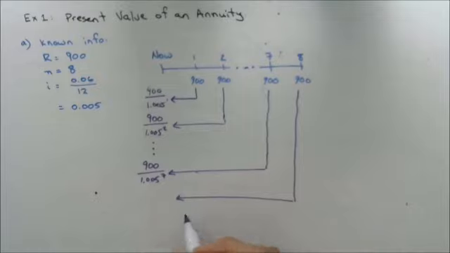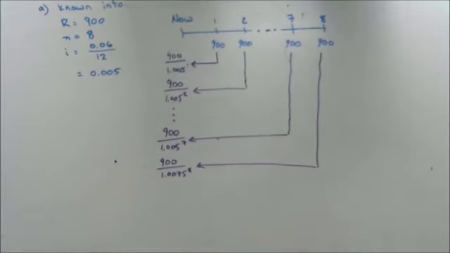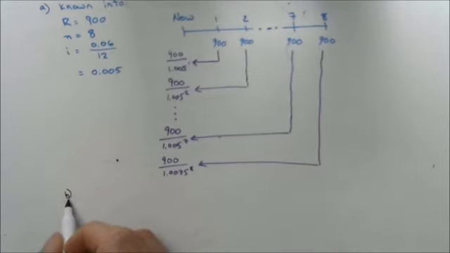And the last month, 900 over 1.005 to the power of 8. Wonderful. B, how much does Josh need to invest at the beginning of the school year to finance the annuity? We're just taking the sum of these. So you could add these all up in that long equation of a series, or we could just take the information that we know, plug it into our present value formula, B, which looks like this.